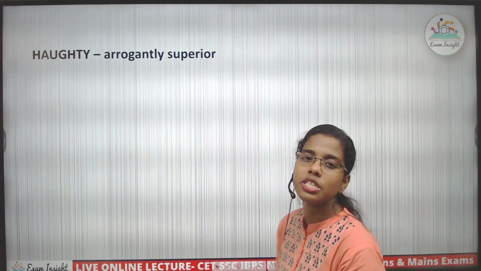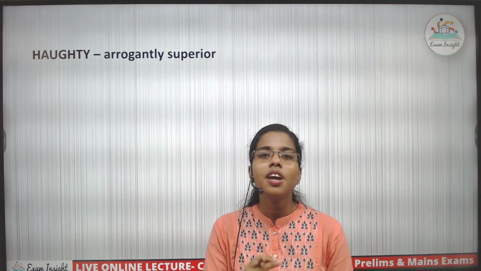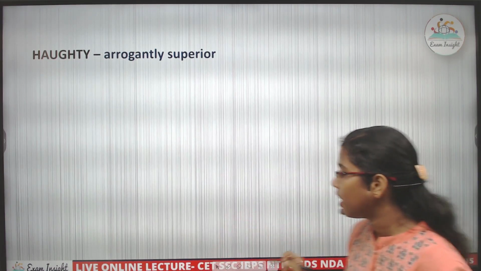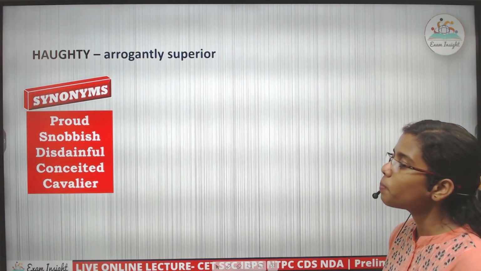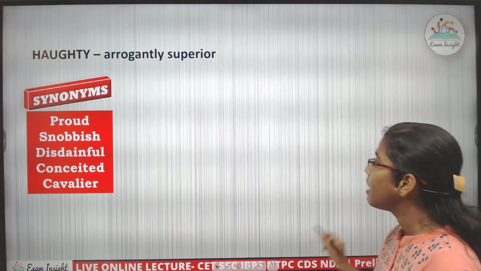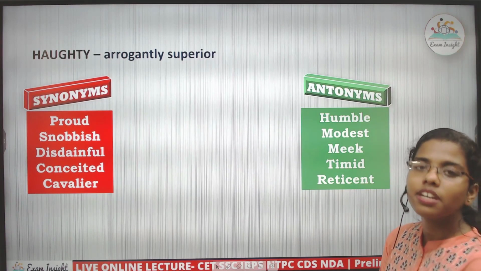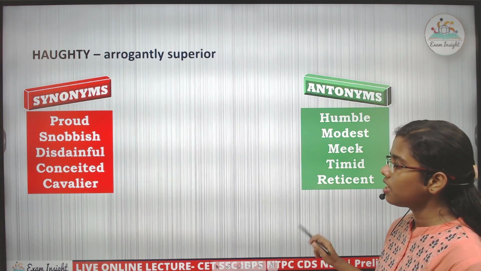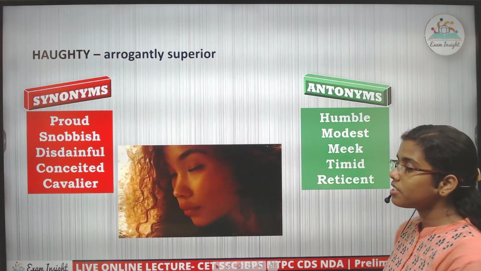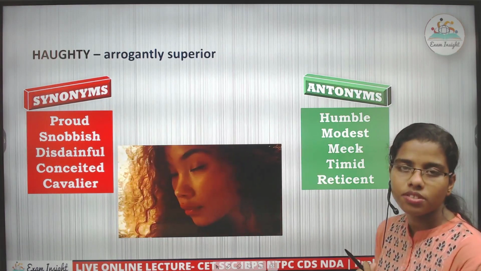Haughty means arrogantly superior, who tries to show himself or herself as a superior person. Ghamandi ko kehte hai haughty. Right? Now you can understand. Let's see the synonyms for it. Proud, snobbish, disdainful, conceited, cavalier. Antonyms would be humble, modest, meek, timid, reticent. You can see how she's trying to be proud, how she's trying to show that she's superior to others, right?